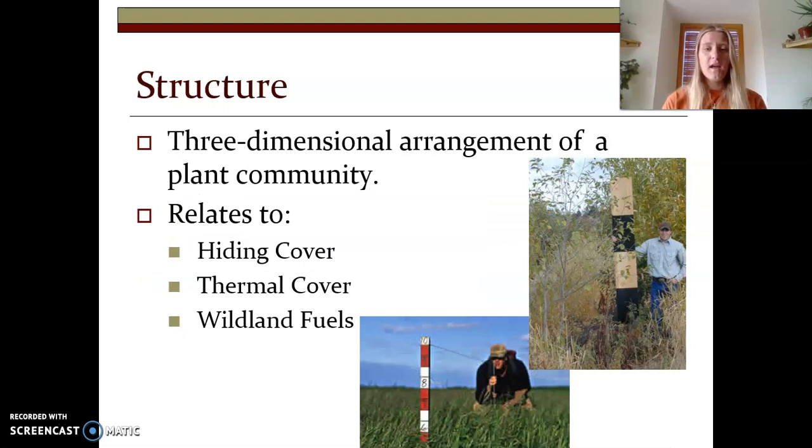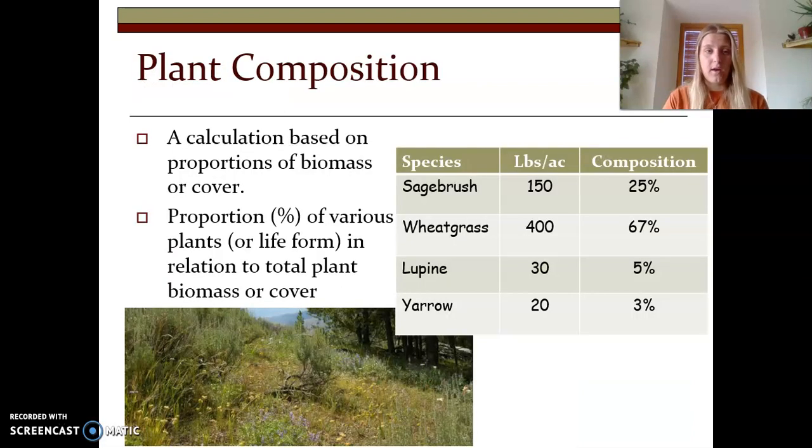Structure is the 3D arrangement of a plant community. So it relates to hiding cover, thermal cover, and wildland fuels. Hiding cover for wildlife and things like that. Thermal cover, same sort of concept. Wildland fuels, if there was a fire, how much fuel is in that area.